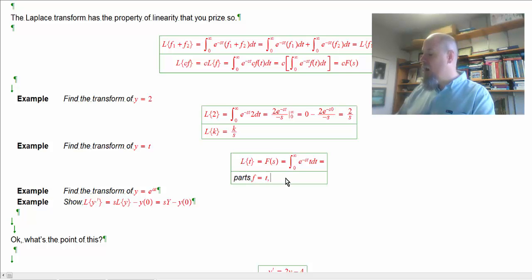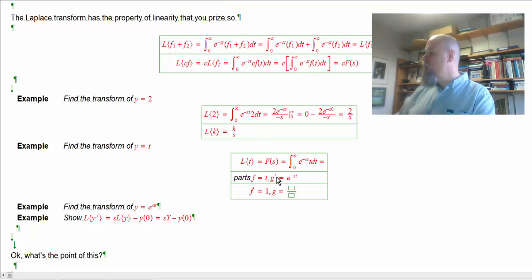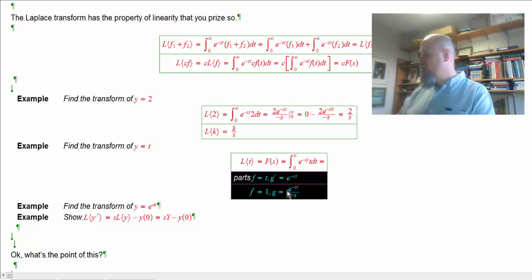So g prime is going to equal e to the minus st. These f's and g's are just for me doing parts so I can do this integration. So I also need f prime, which is going to be 1, and I need g, which is going to be integrate with respect to t. So there's a minus s on the front. So those two lines, that's my integration by parts.